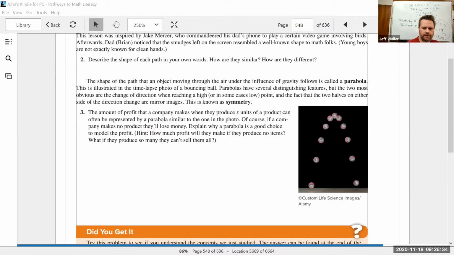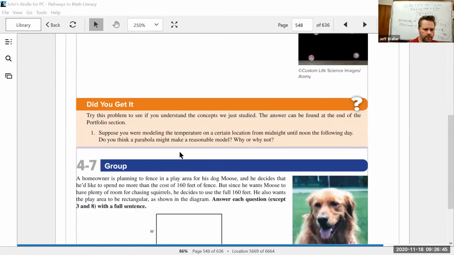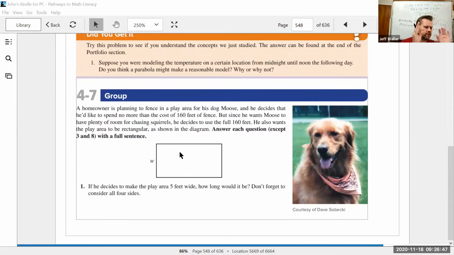This, of course, is an example of parabolic motion of a ball. Let me see. Which part of this do I want to do? Nah, here we go. Perfect. All right. So look at this problem. We're going to build this play area for this guy's dog, Moose. Since he wants Moose to have plenty of room for chasing squirrels, he decides to use all 160 feet of fencing. Now, this is something we can do right now.